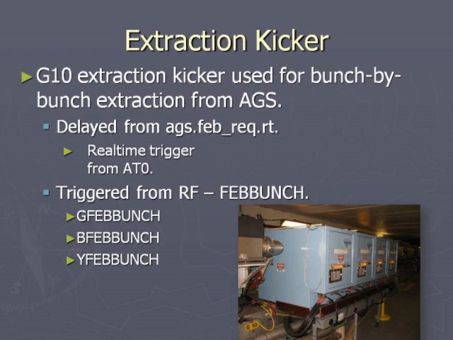The H10 septum is the last element that you go through, right? This is analogous to the F6 for booster extraction. So the beam is moving close to the edge of the septum, and then when FEV bunch comes along, a trigger is generated for the G10 kicker, and then we move across the septum into the field region and down the ATR.